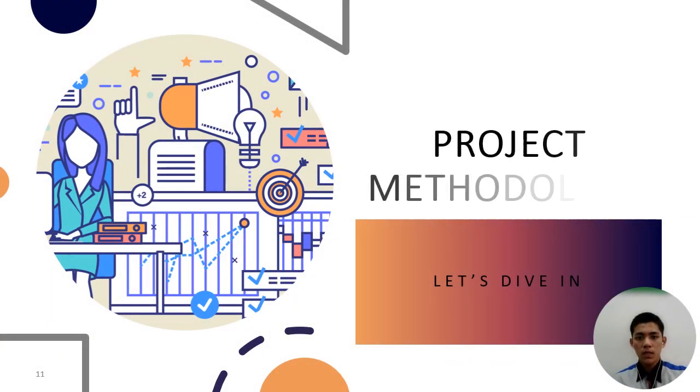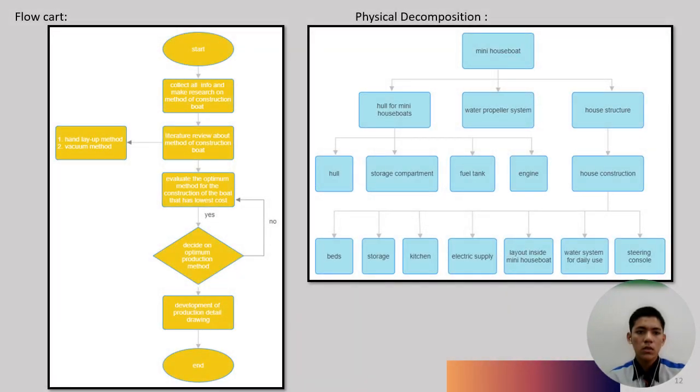Okay, then, project methodology. As you can see, we go through the flowchart. From the chart, starting from info P2, collect all info and do research on the method of constructing a boat. Then a literature review about methods of boat construction, which are the hand layout method and the vacuum method.